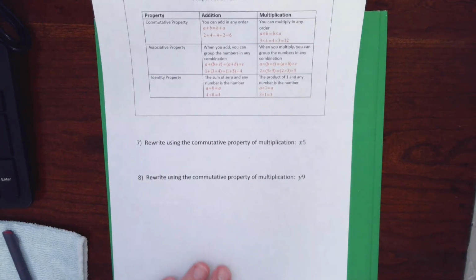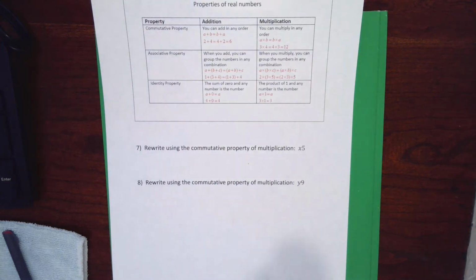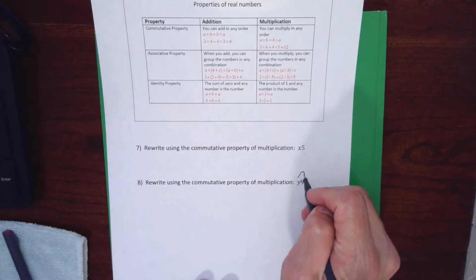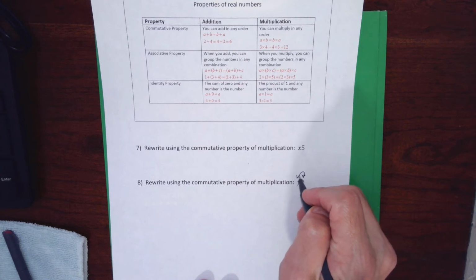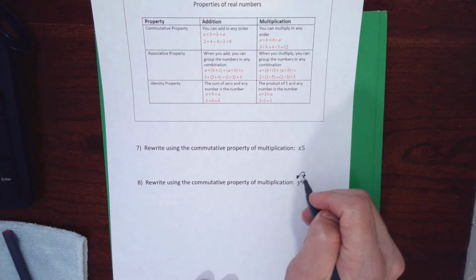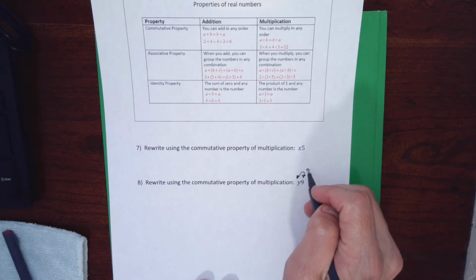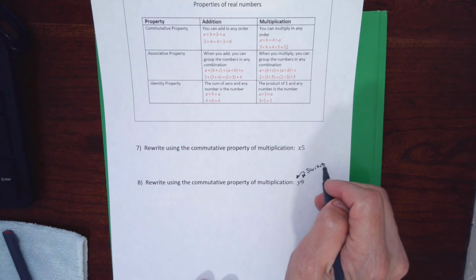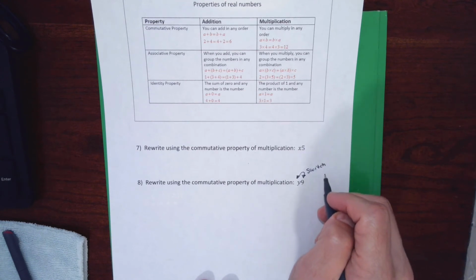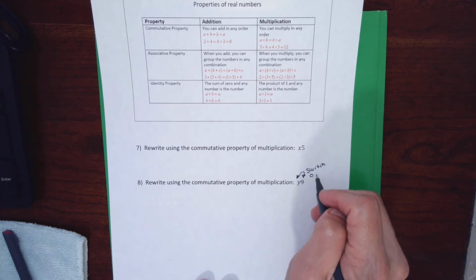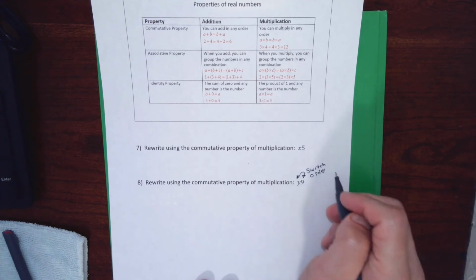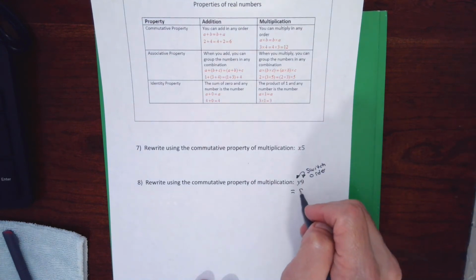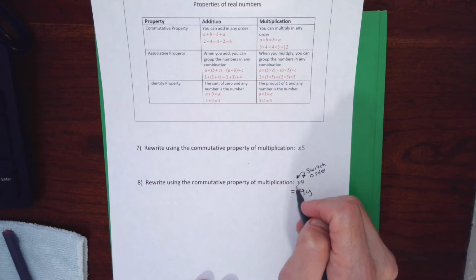8 wants me to use the commutative property of multiplication. Commutative property requires either two factors being added or two factors being multiplied. If I have two factors being multiplied or two terms being added, I can just switch the order and make this into 9y.